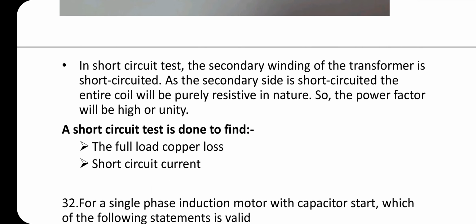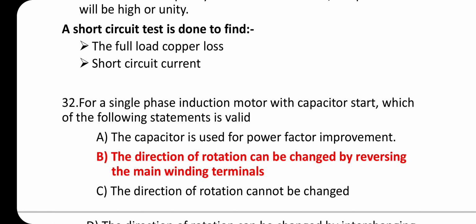In the short circuit test, as the secondary winding of the transformer is short circuited, the entire coil will be purely resistive in nature. So the power factor will be high or unity. A short circuit test is done to find the full load copper loss and short circuit current.